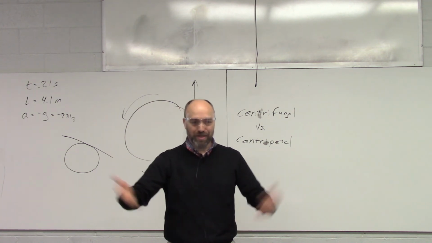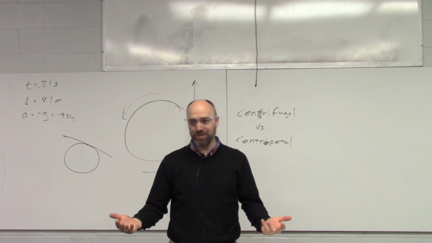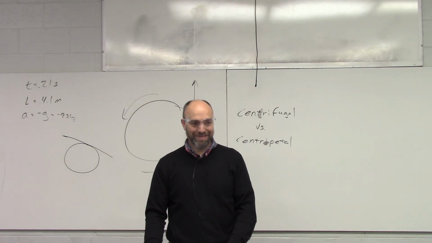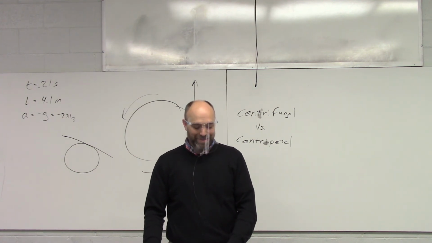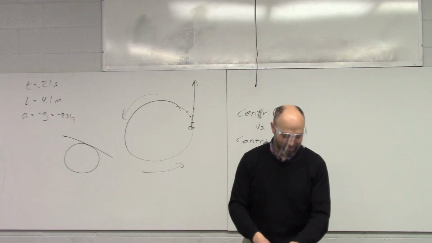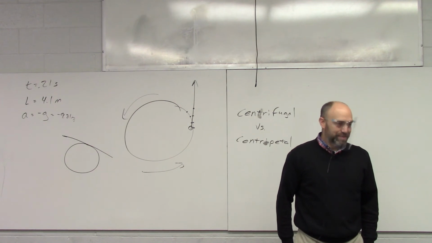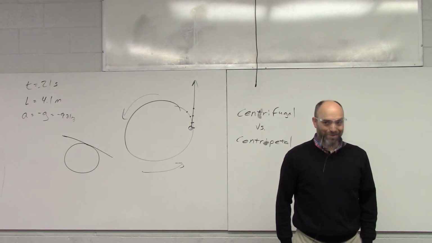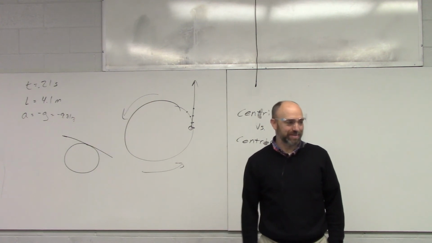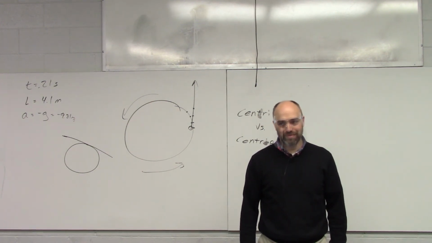You're just trying to go in a straight line because you're an object, and objects in a straight line tend to go in a straight line. Does that make sense to everybody? Okay. Any questions? Y'all doing all right with centripetal versus centrifugal? In America, we say centrifugal. In England, they say centrifugal. Tomato, tomato.